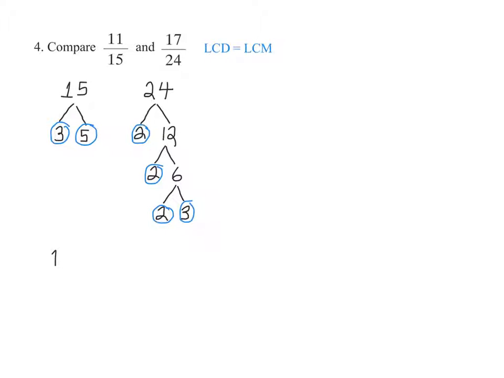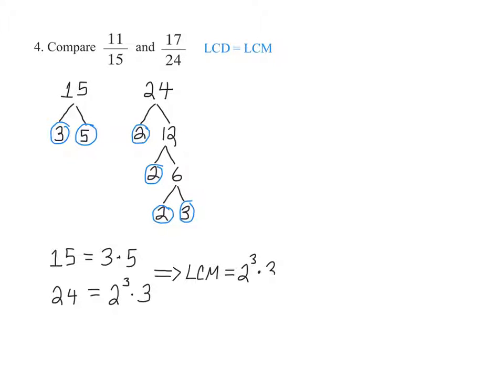So the prime factorization of 15 is equal to 3 times 5, while the prime factorization of 24 is equal to 2 to the third times 3, where the least common multiple of 15 and 24 is the product of each prime factor raised to its highest exponent. In this case, we have 2 to the third times 3 times 5, which is equal to 120.